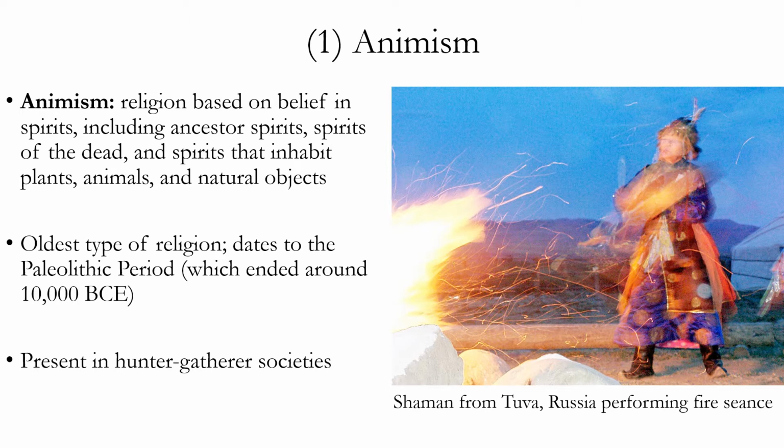Animism is still practiced today, especially by hunter-gatherer societies, the few that are left. These are societies that sustain themselves mainly through hunting and gathering or foraging, rather than through farming. But traces of animism are definitely present in other societies as well. So the picture on the right is of a shaman or holy man in animism from Tuva, which is part of the Russian Federation. And he's performing a fire seance. So this would be an animist ritual.